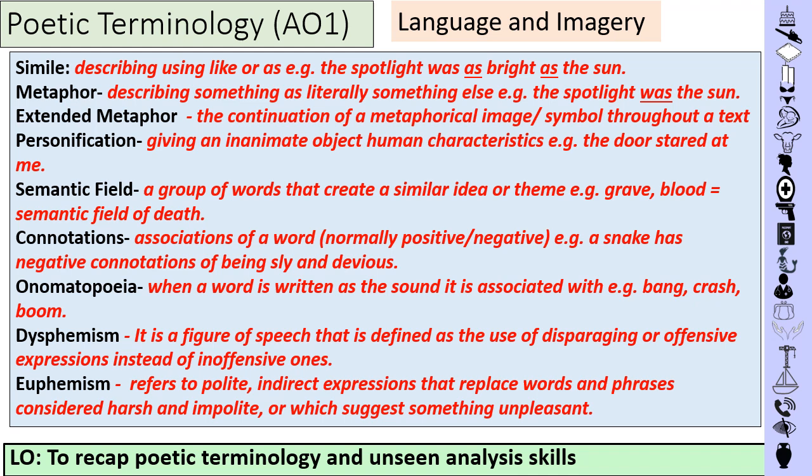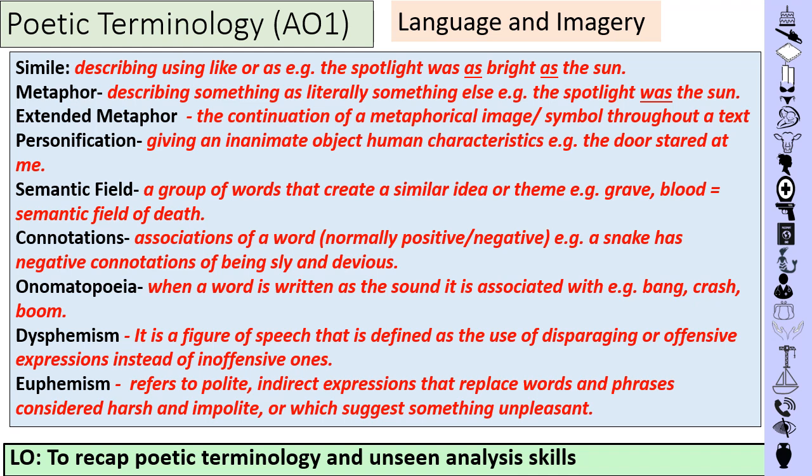So for example, the spotlight was as bright as the sun. A metaphor is describing something as if it is literally something else. So the spotlight was the sun. An extended metaphor is the continuation of a metaphorical image or symbol throughout a whole text or throughout a big chunk of the text, not just one sentence. Personification, giving an inanimate object human characteristics. For example, the door stared at me. A semantic field is a group of words that create a similar idea or theme. So, for example, grave, blood, cemetery would give a semantic field of death.